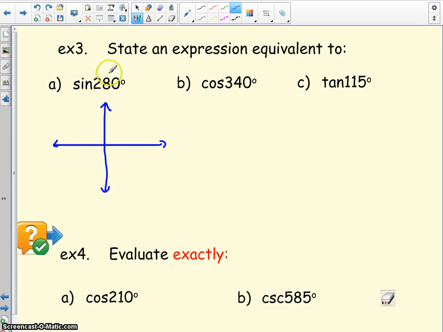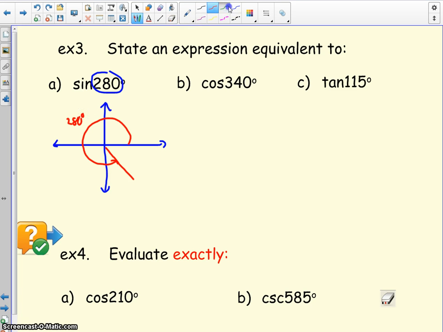Okay, so let's draw the 280 degrees in there. So 280 degrees will be in quadrant 4, because it's above 270 but less than 360. So I'm going to draw that there. There's my terminal arm. And we know this is 280 degrees.